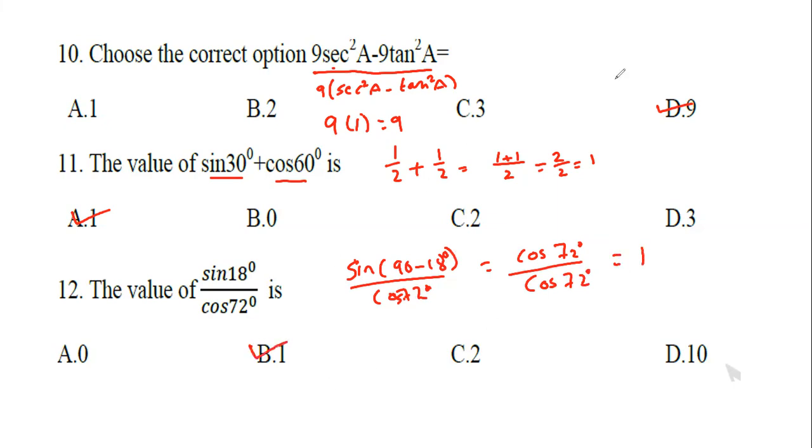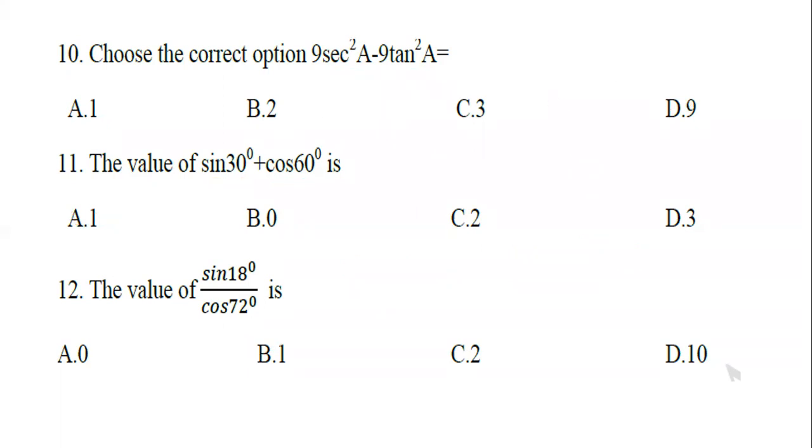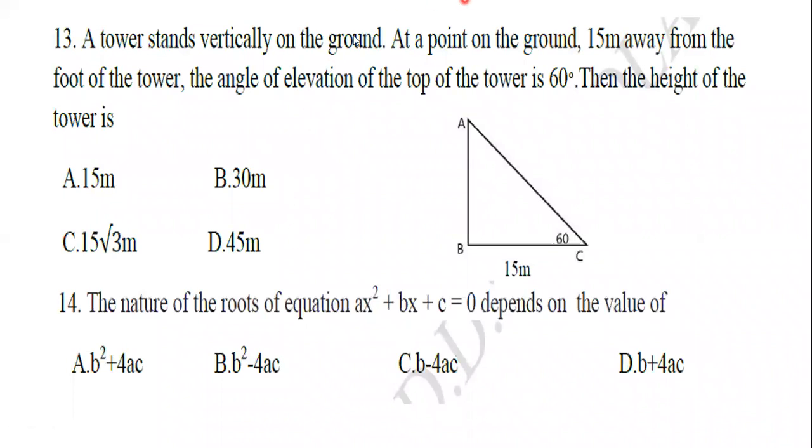Option B is correct. So the next sum is the 13th question. A tower stands vertically on the ground. At a point on the ground 50 meters away from the foot of the tower, the angle of elevation of the top of the tower is 60 degrees. Then the height of the tower is dash. So this is 60 degrees here.